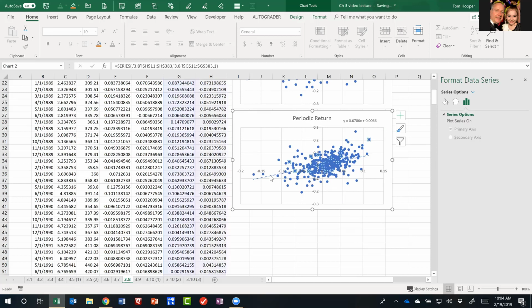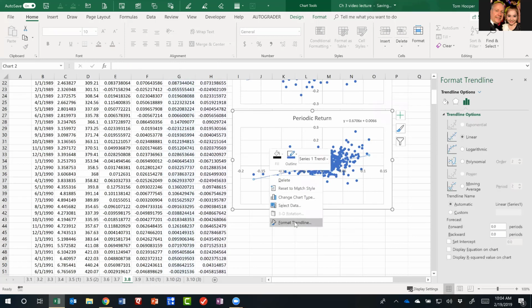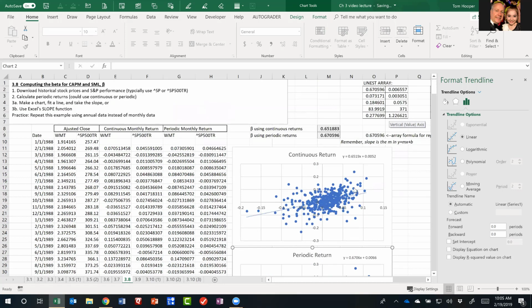Since I don't want to add another trend line, I'm going to right-click on the one I got. So I said use a linear trend line and display the equation on the chart. I still don't know why that box is not checked, but this is the equation for this trend line. If we think about the equation, comparing the return on Walmart to the return on the market, it's y equals mx plus b. And so it's this m, this 0.651, that's the beta. It's the slope of that line that I described earlier.